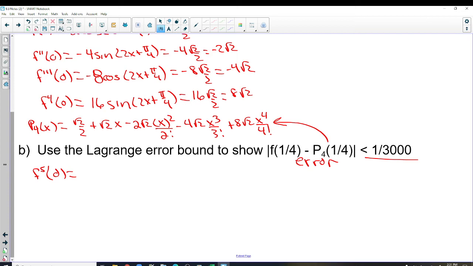Yeah, wouldn't it be 32, right? 32 cosine of 2x plus pi over 4. That's 32 square root of 2 over 2. 16 square root of 2 would be the next derivative, right? The next derivative.